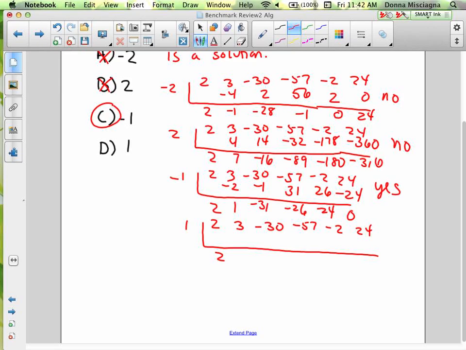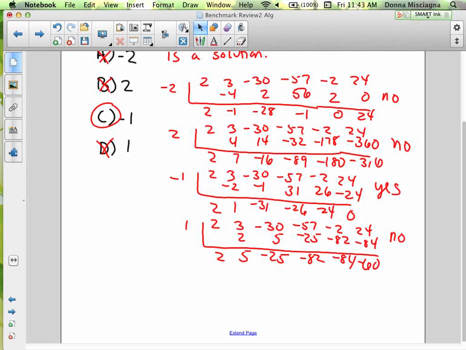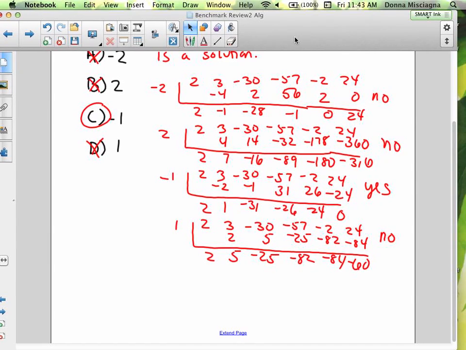Bring down the 2. 2 times 1 is 2. Add, we get 5. 5 times 1 is 5. Add, we get negative 25. Negative 25 times 1 is negative 25. Add, we get negative 82. Negative 82 times 1 is negative 82. Add, we get negative 84. Negative 84 times 1 is negative 84. And add, we get negative 60. And that's a no. So we can feel good that negative 1 was the only solution there. So we must be right on that one.